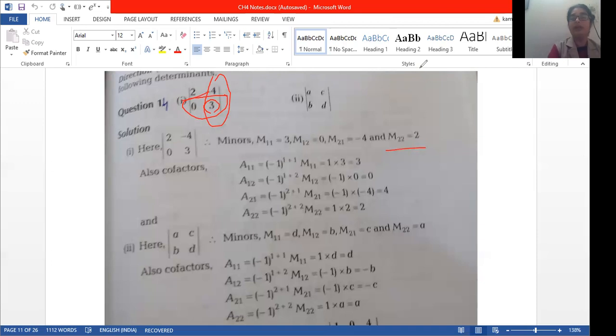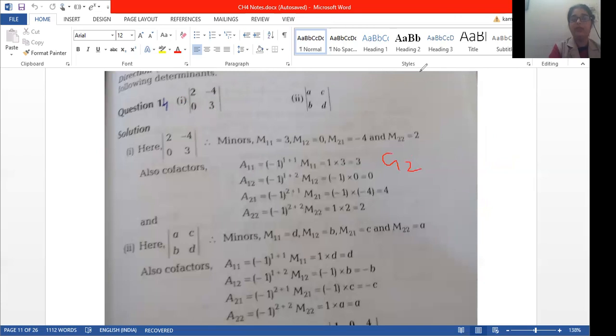Now I told you about cofactors. Cofactor C11 will be equal to minus 1 to the power of 1 plus 1, that is 2, times M11. Now minus 1 squared is plus 1 only. Clear? Times M11. The value of M11 we have calculated earlier, it is 3. So plus 1 into 3 is 3 only. So your C11, or you write A11, is 3 only.